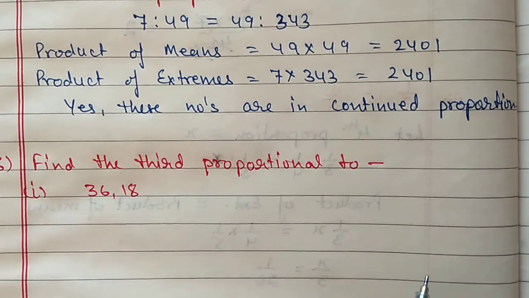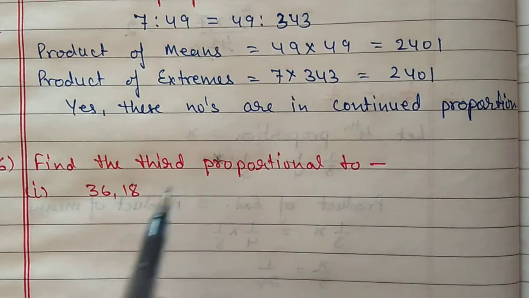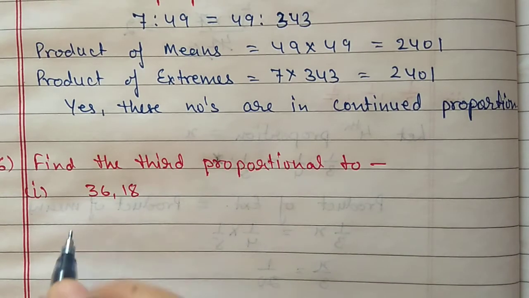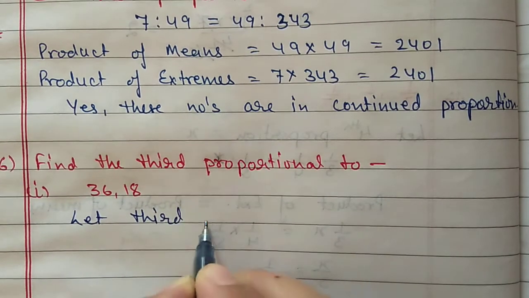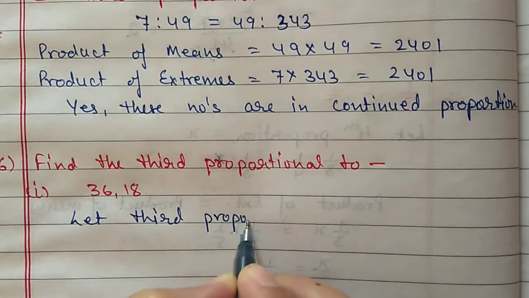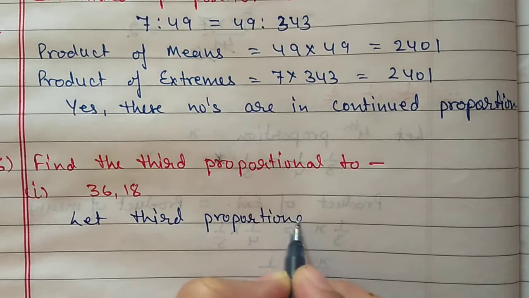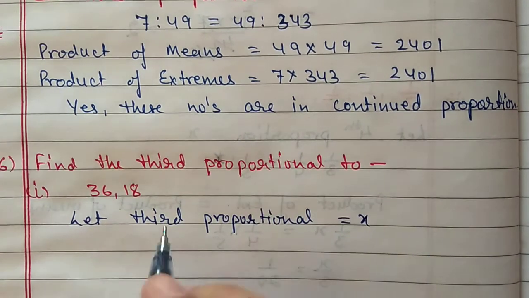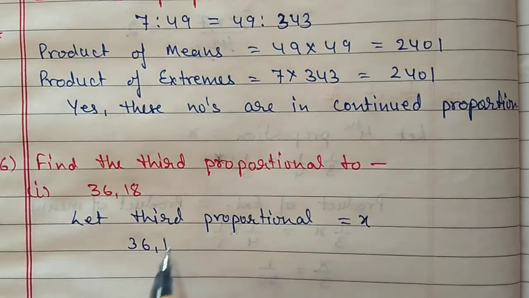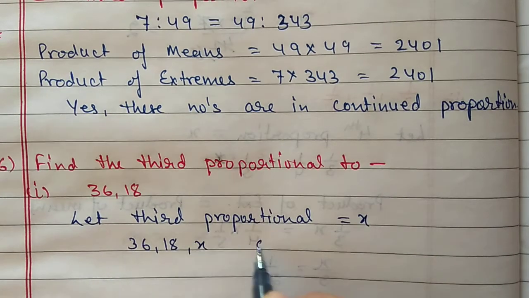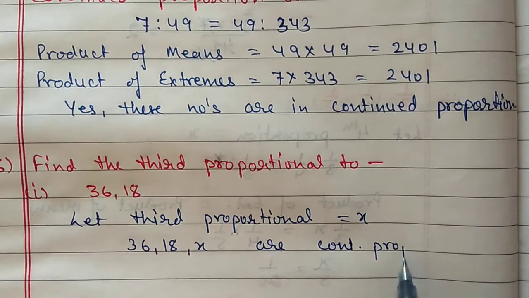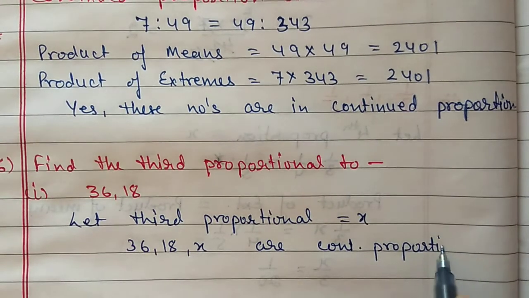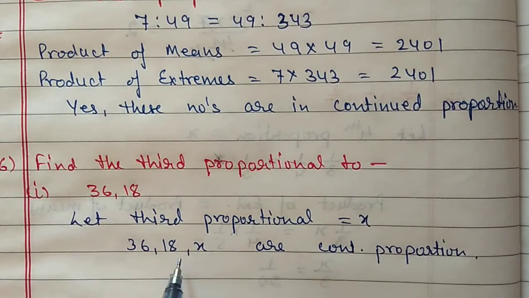Next question number 6. Find the third proportion. So here 2 numbers are given. Let the third proportional be x. Then we can say 36, 18 and x are in continued proportion. When we have 3 numbers, we call it continued proportion.